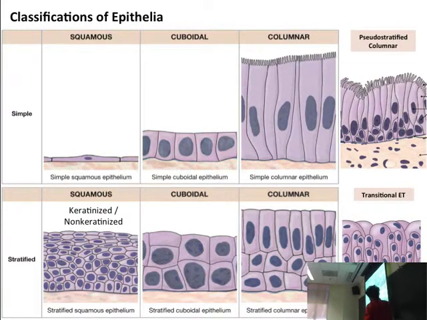ciliated. And then transitional epithelia is an epithelium unique to the lining of the bladder. And what might you guess would be a good characteristic of the lining of your bladder?